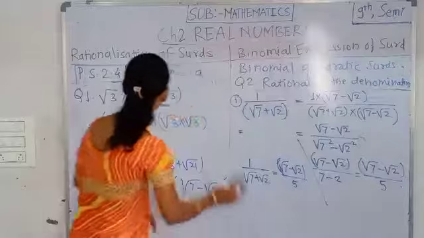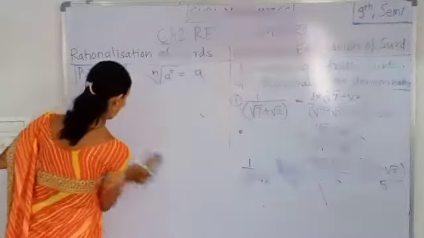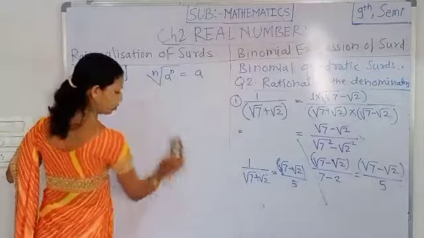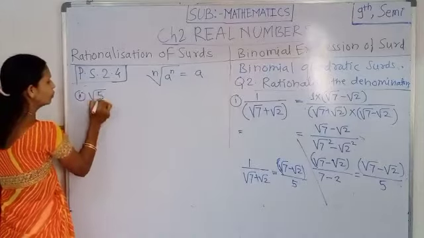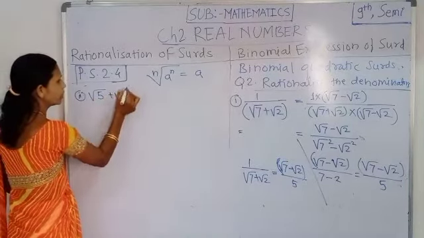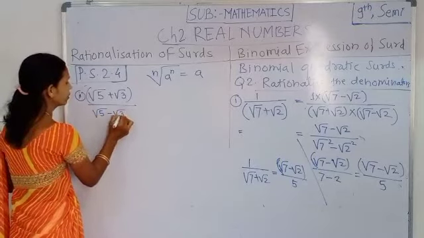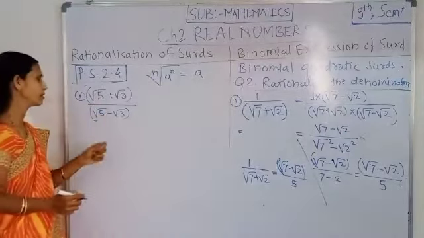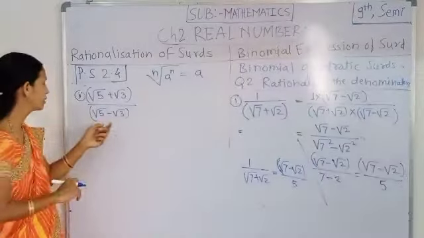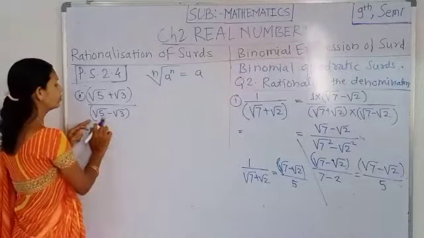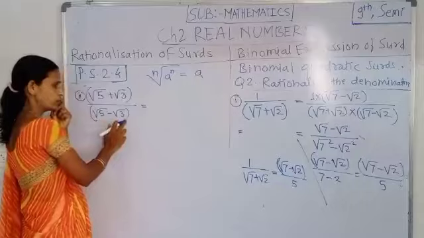One more example which is given in this question number 2, that is root 5 plus root 3 upon root 5 minus root 3. Then see here, we have to rationalize only the denominator, not the numerator. Therefore, the conjugate pair of root 5 minus root 3 is root 5 plus root 3.